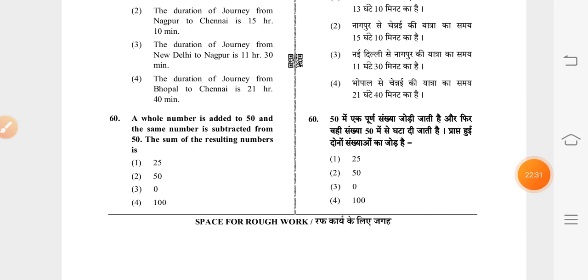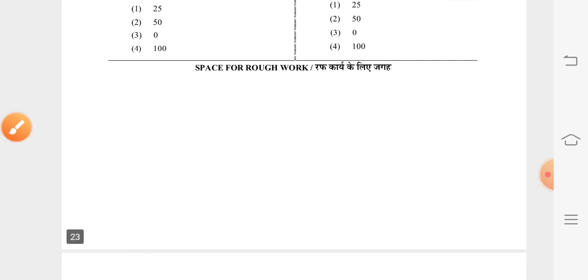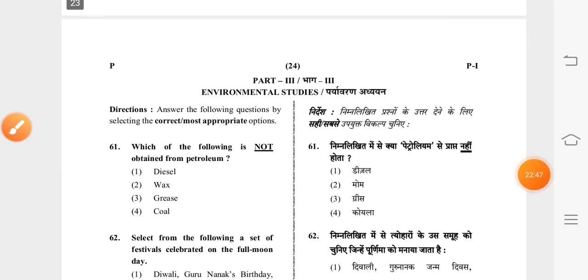Next question. A whole number is added to 50 and the same number is subtracted from 50. The sum of the resulting numbers is 100. Fourth option is correct. Next, part 3, environmental studies.